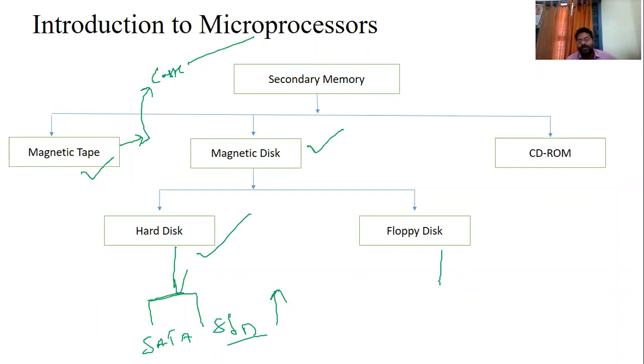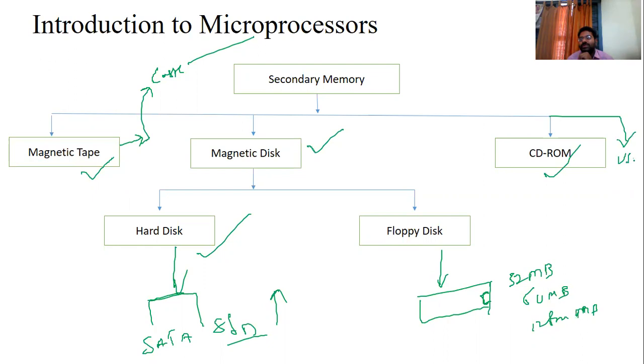Then there are floppies, a very small memory: 32 MB floppies, 64 MB floppies, and 128 MB floppies also existed. I also saw floppies in my age. Nowadays you can see laptops have no CD-ROMs. You are already aware of that series. Then we can add USB also nowadays. These are the secondary memories.